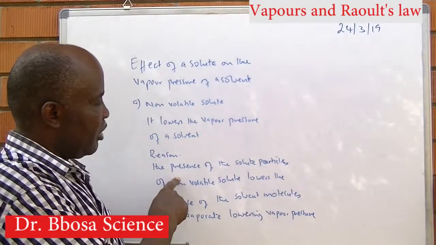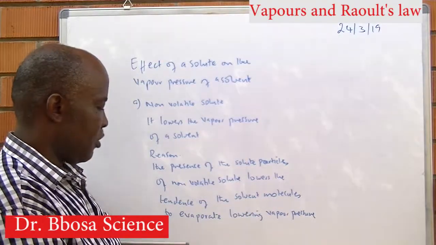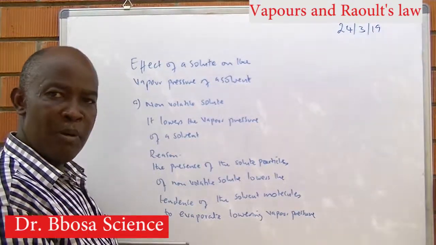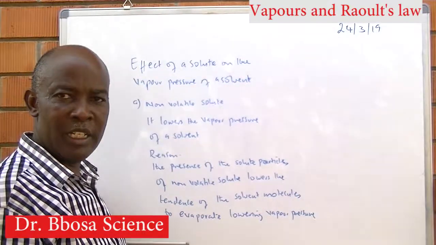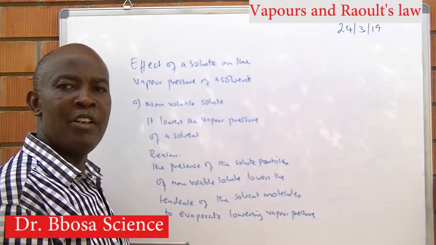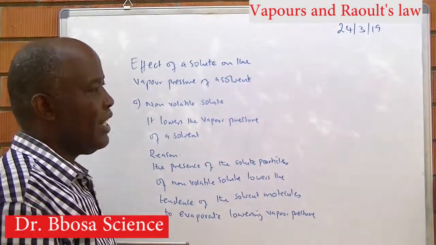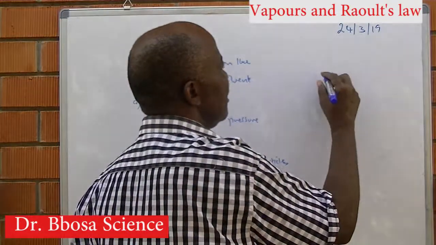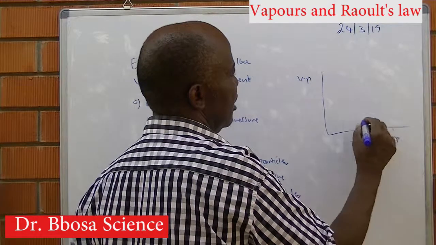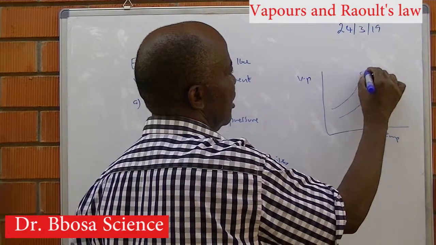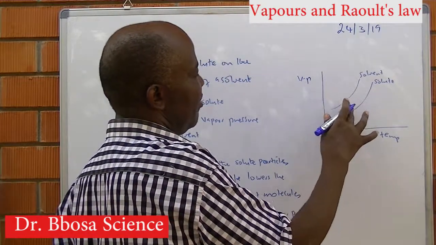Explanation: the presence of the solute particles of a non-volatile solute lowers the tendency of the solvent molecules to evaporate, lowering vapor pressure. So the solute molecules will occupy part of the surface of the solvent, and this lowers the evaporating tendency of the solvent molecules, which lowers the vapor pressure of water. When you add a non-volatile solute into a solvent, the vapor pressure will lower.